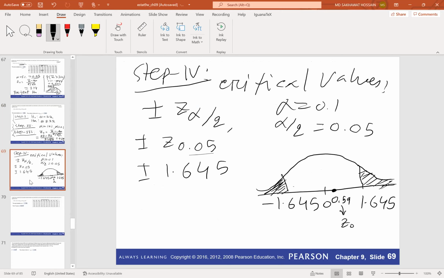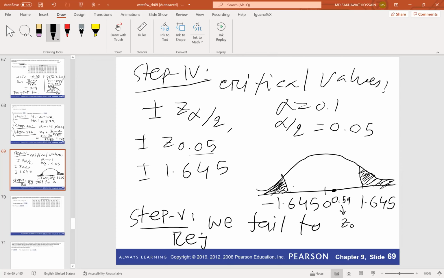We have two rejection regions here. One is this one, the other one is on the right side, this one. But the test statistic is not in either of them, so it is in the non-rejection region. 0.59 is in the non-rejection region, so that means we fail to reject. Step 5: we fail to reject the null hypothesis, because the test statistic is not in the rejection region. Do you have any question?